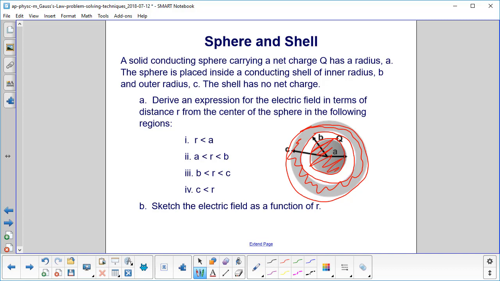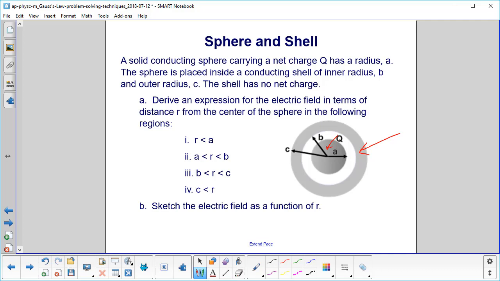And now I'll erase that. The shell has no net charge. So this guy out here, there's no net charge here, and you have plus q on the sphere. Derive an expression for the electric field in terms of the distance r from the center of the sphere for the following regions. R less than a, that's inside the sphere.